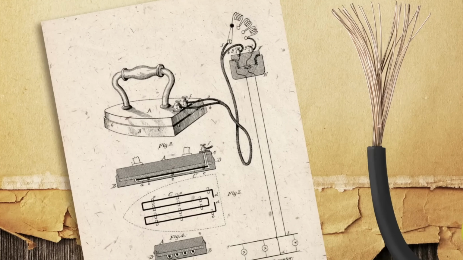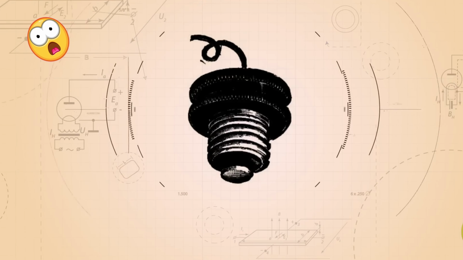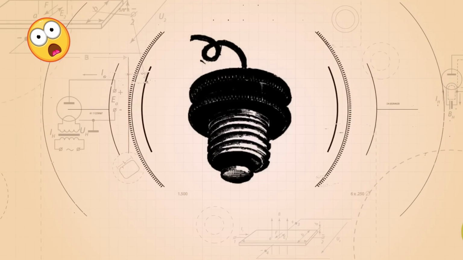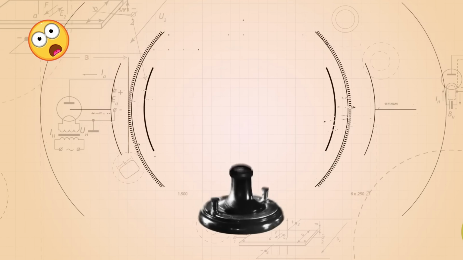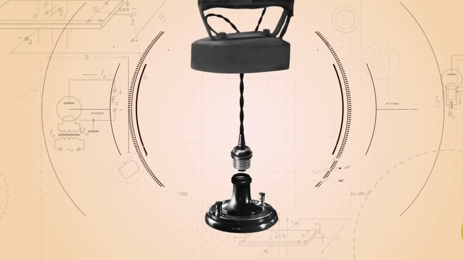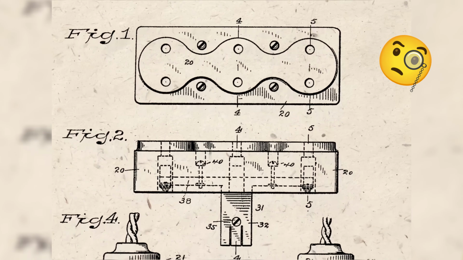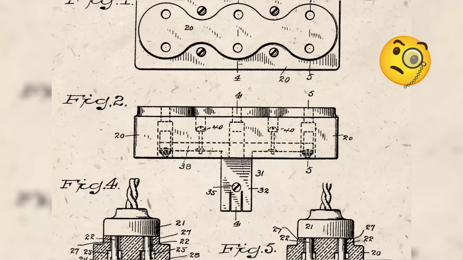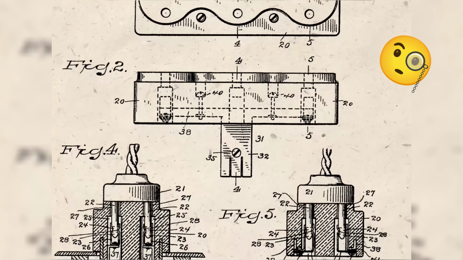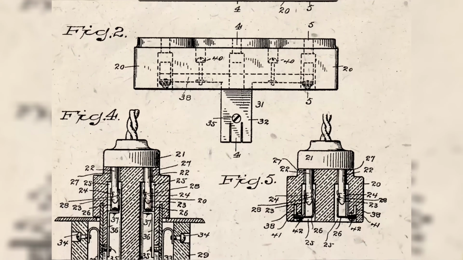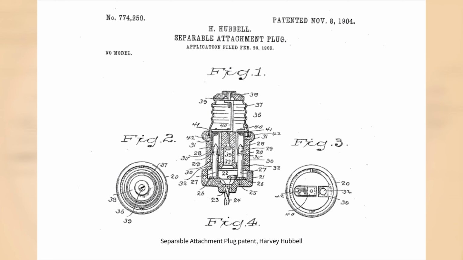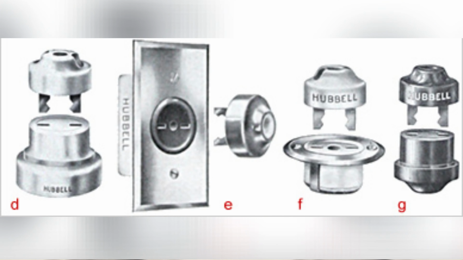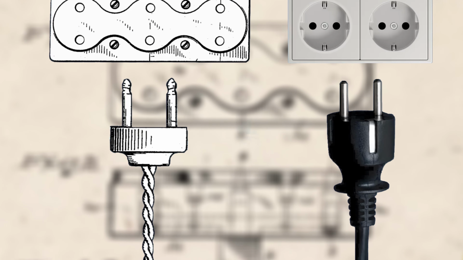Since outlets didn't exist, appliances were often connected directly to electrical wiring using exposed cables. This was extremely dangerous and caused many accidents. Around the 1880s, inventors developed lamp socket adapters that could plug into light bulb sockets and provide power to other devices. On February 26, 1903, Harvey Hubble patented a device that allowed non-lighting appliances to connect to electricity. He called it the separable attachment plug. It already resembled the plugs we use today.